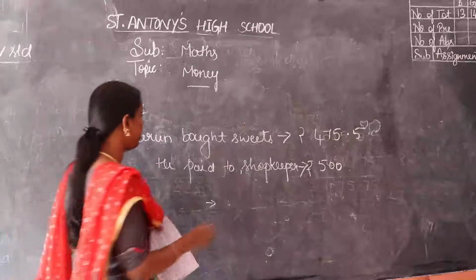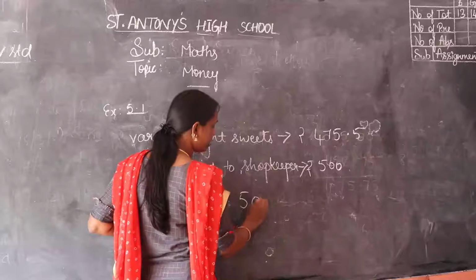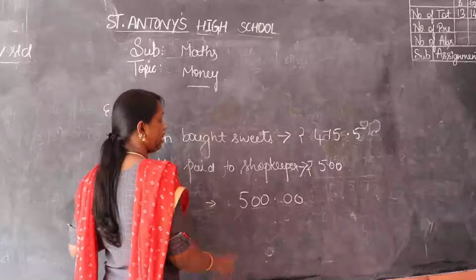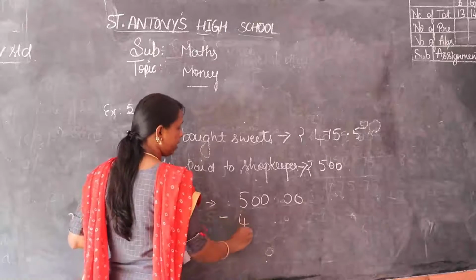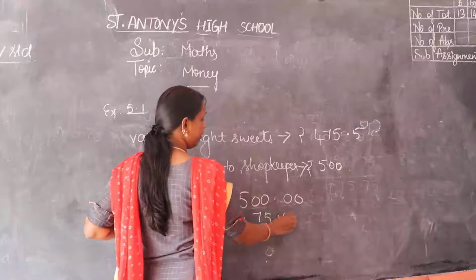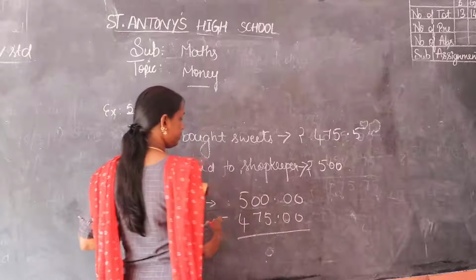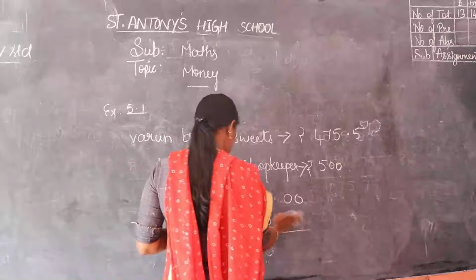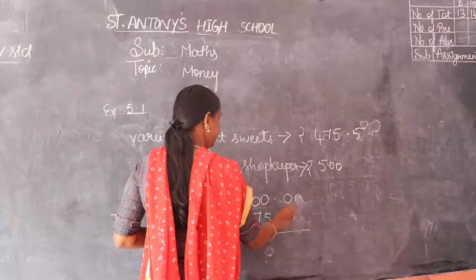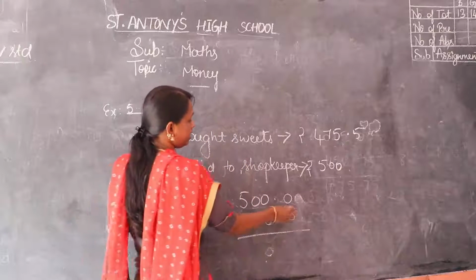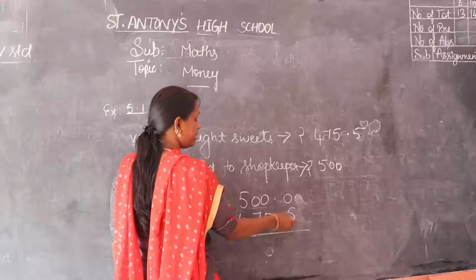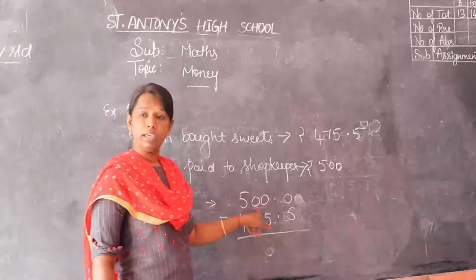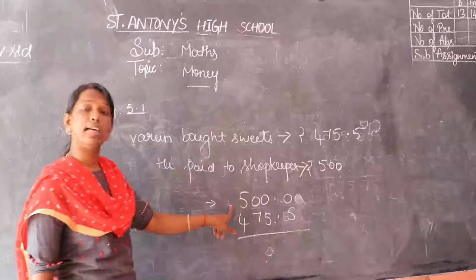The bigger number should be written in the top place. To avoid the confusion, write zeros and then subtract 475.05 from 500. Okay, children, here is 0. 0 minus 5 is not possible. Borrow from the nearest one. But this is also 0. Here also 0. Take from this hundreds place.